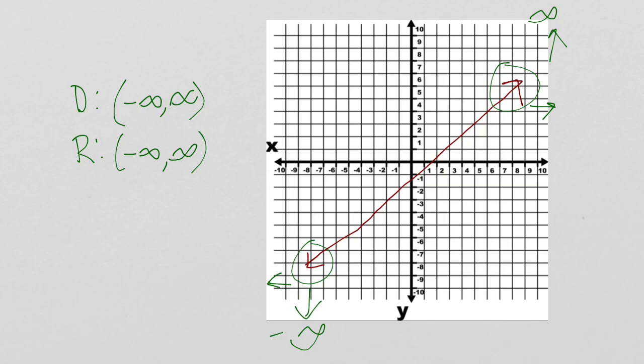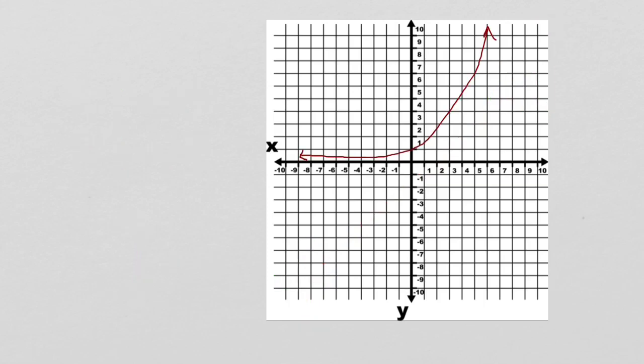So lines are pretty cool. There's only one case of a line where it kind of messes up, and that's your vertical and your horizontal, your special cases of lines. But as long as they have a slope, a positive or negative slope, pretty much your domain and range is always going to be negative to positive infinity. Go test it out.